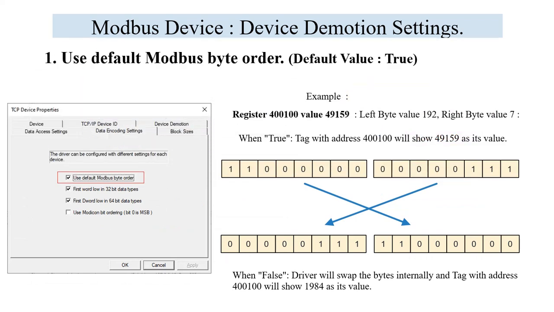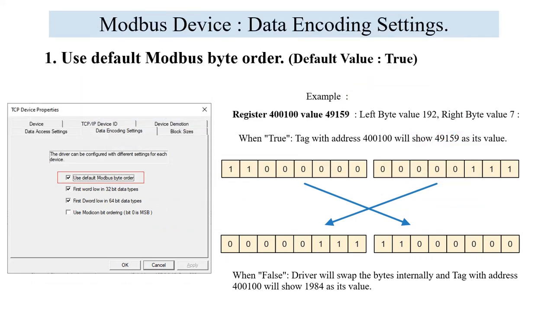This setting causes the driver to swap the bytes of a read register value. For most of the devices, the default setting of true will be okay. But some devices assume different byte order within a register. In that case, you can uncheck this setting to accommodate those devices.